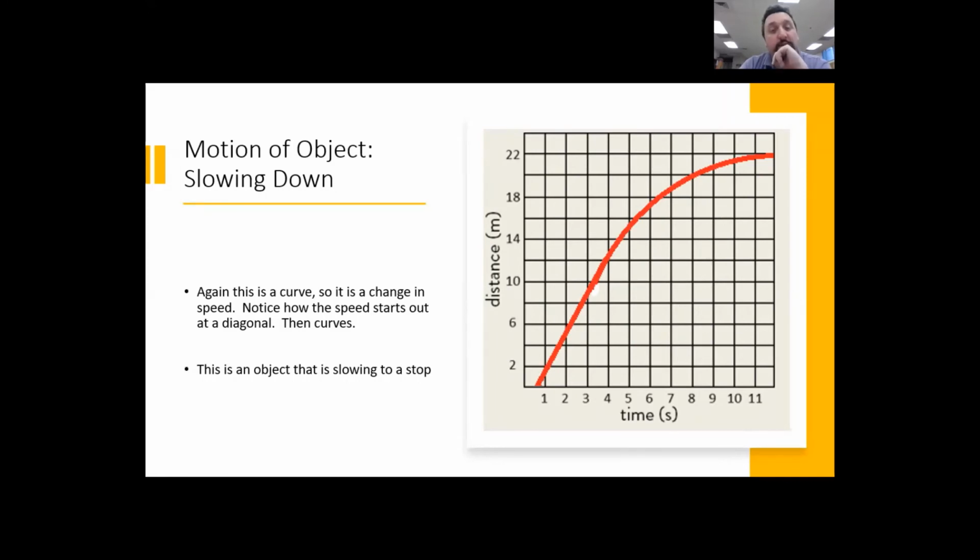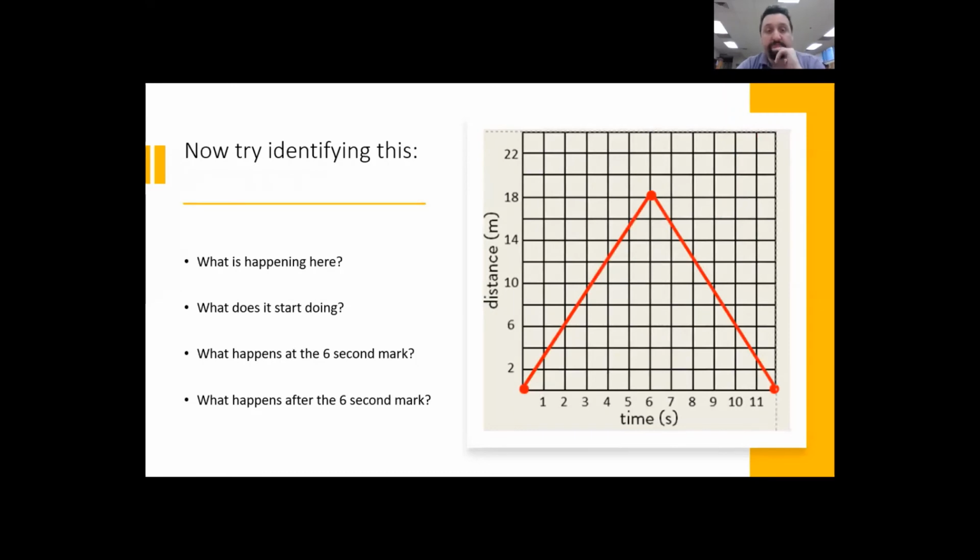Now let's take a moment to identify things. In our first graph, we have a line that moves up to the 18-point distance at 6 seconds, and then it goes back down. Take a moment, pause the video if you need to, and describe what's happening.